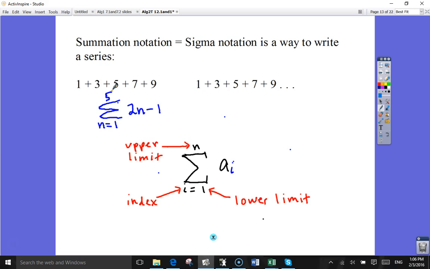The way you use summation notation is first you plug in the lower limit. 2 times 1 minus 1 is 1. Then you put a plus sign and you add 3, which is 2 times 2 minus 1. Plus, add 5, which is 2 times 3 minus 1. And you keep going until you get to the number on top. The last term will be 2 times 5 minus 1, 9. So this is the same as this.